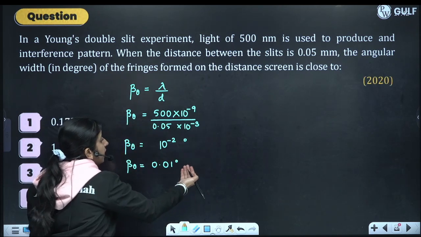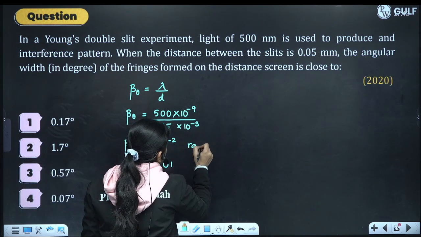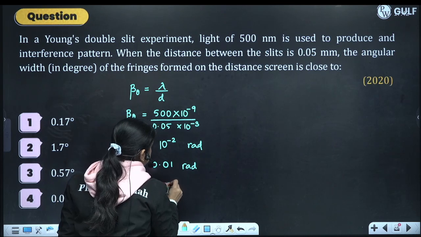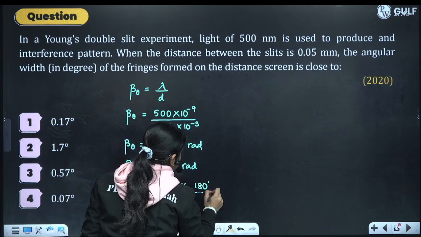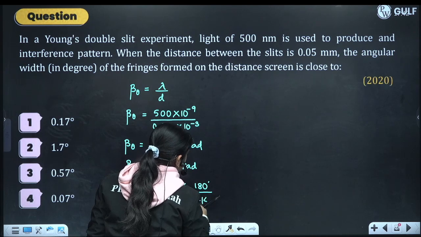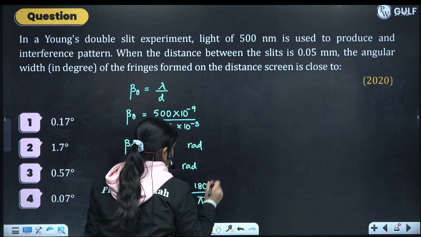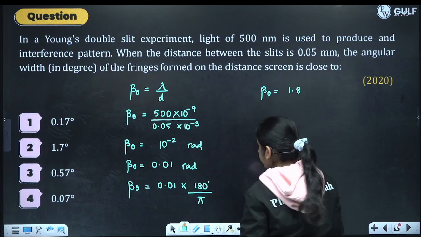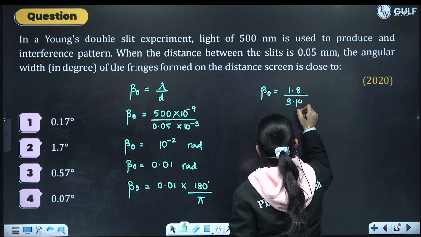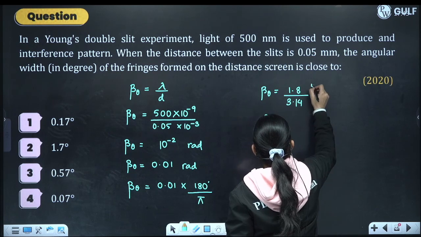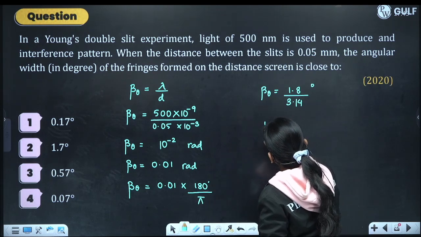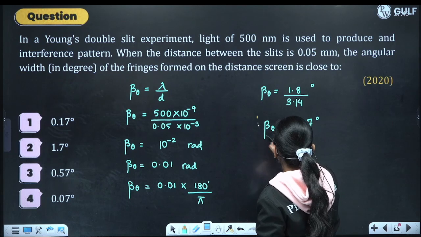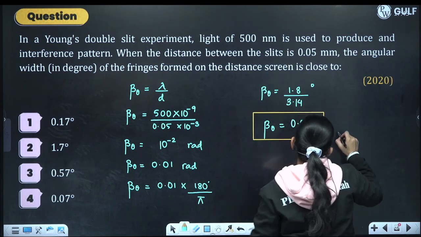Now length by length, this will come as radians. Now we will convert it into degrees. So delta theta will be 0.01 into 180 degrees by pi, that is 1.8 divided by 3.14. When you solve it, it will come out as 0.57 degrees. Okay, so this will be the answer.